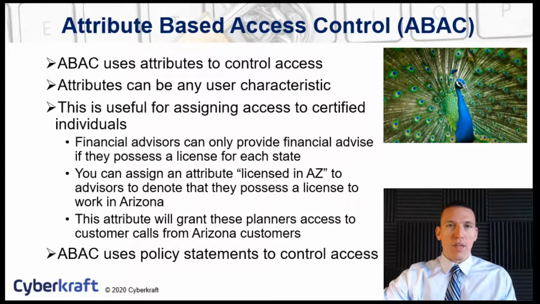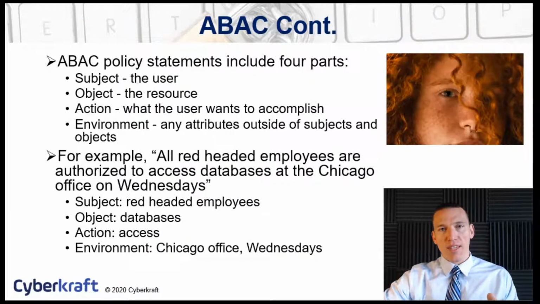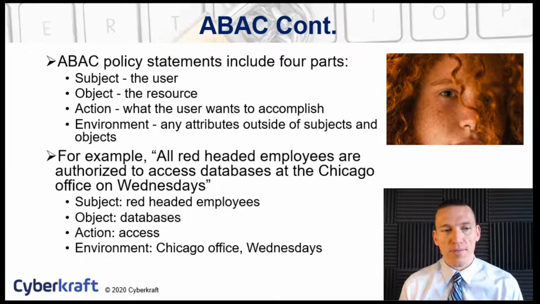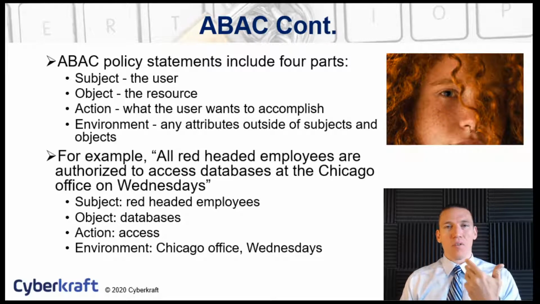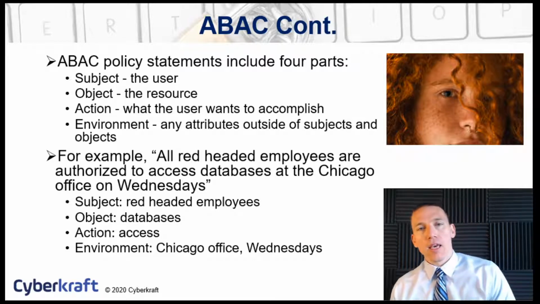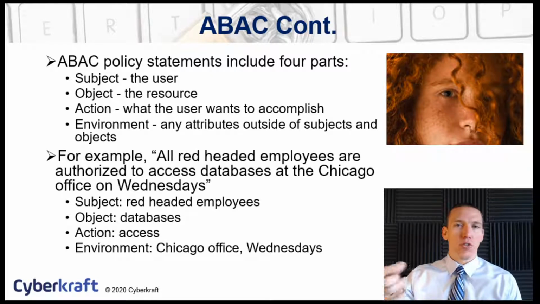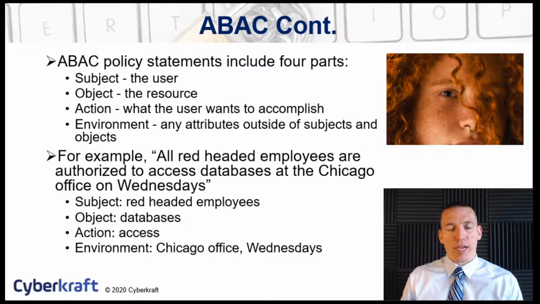Attribute-based access control, or ABAC, uses policy statements, and these statements are usually very easy to understand. Okay, so you might have a statement like, all Red Hat employees are authorized to access databases at the Chicago office on Wednesdays. So that's just a statement that can be spoken and understood by anyone. Okay, but these statements need to have four main parts. You need to have a subject, which is the user. The object is the resource that the user wants to access. The action is what they want to accomplish, usually access or modify. And the environment is anything other than the subject or object.